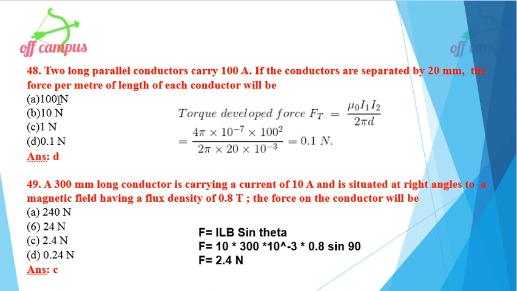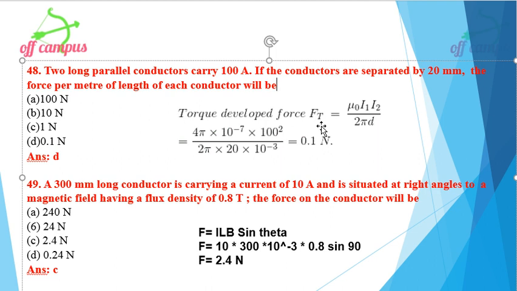Then question number 48. 2 long parallel conductors carry 100 amperes, and the conductors are separated by 20 millimeter. The force per meter of length of each conductor will be? So we know the force formula F equal to mu naught into I1. This formula is very important. We have seen many problems and related theoretical questions, whether it is directly proportional or inversely proportional, like current I being directly or inversely proportional to F. There may be a chance of a question related to this formula.